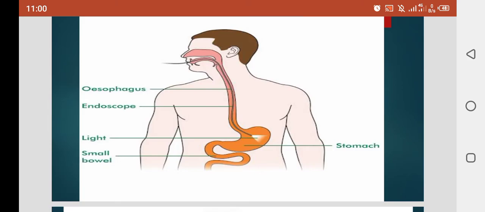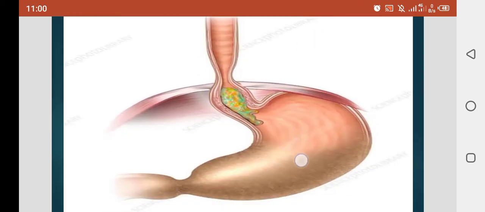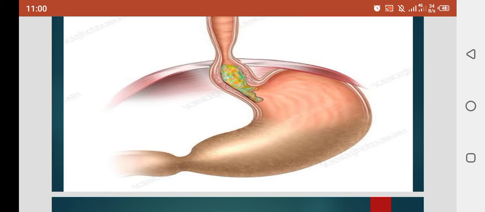This is the proper digestive system. You can see the esophagus in this diagram. Clear? The esophagus is a long tube which helps in pushing the food towards the stomach. You can see in the diagram the green part is the food going towards the stomach by the muscular contraction of the esophagus. It is called peristalsis.